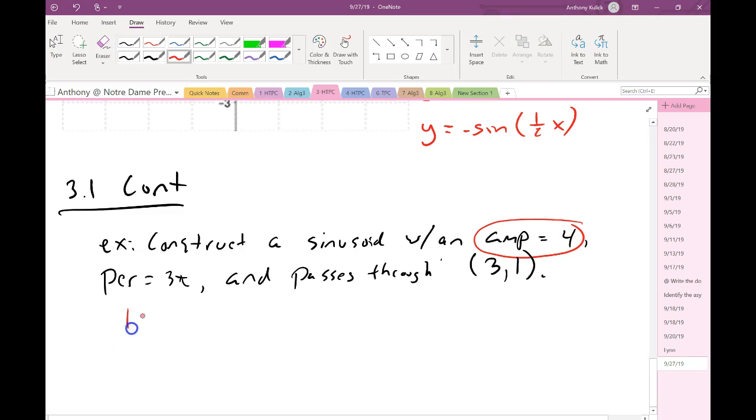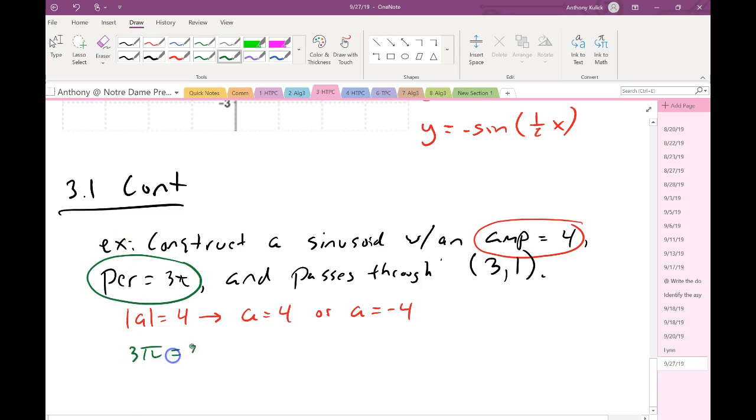The amplitude is 4. Tells me that the absolute value of A is 4. So A is positive 4 or negative 4. Everybody agree with that? The period is 3 pi. That tells me that 3 pi is going to equal 2 pi times the absolute value of C. So the absolute value of C is equal to 3 over 2, or that C is equal to 3 over 2 or negative 3 over 2.